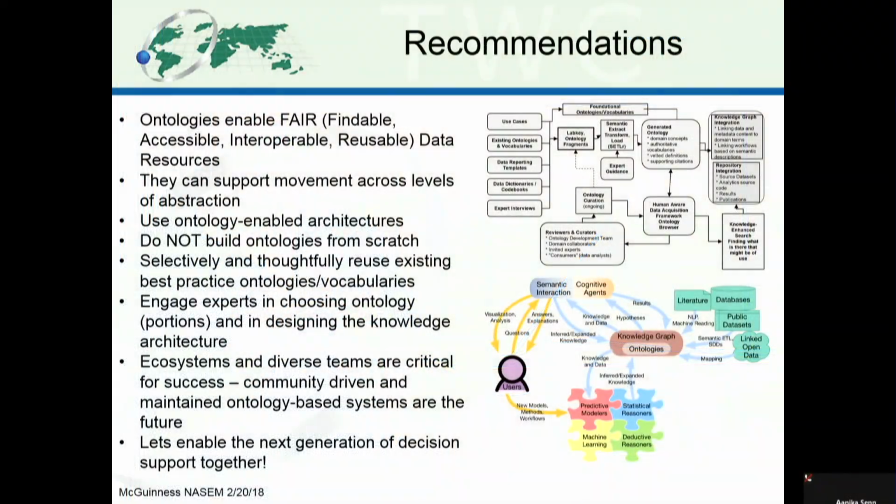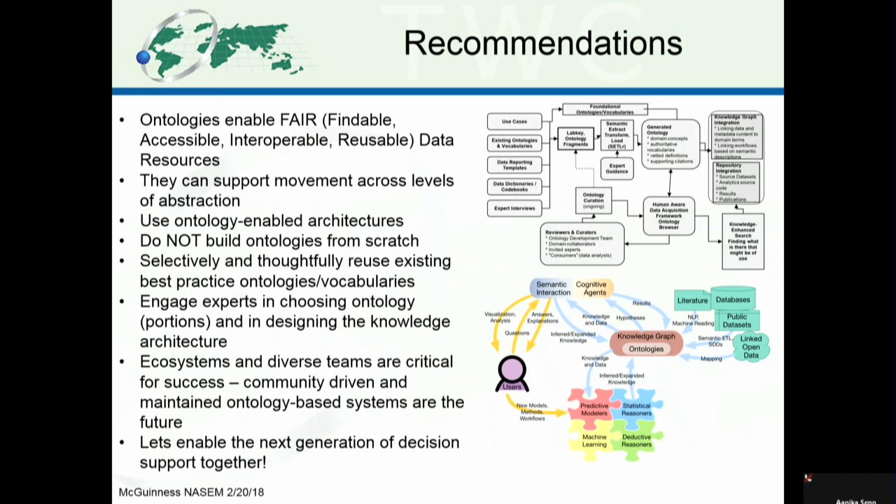So I'm going to leave with a set of recommendations. And I've got these two pictures because ontologies can really support, they're the best hammer that I'm aware of to help with FAIR. Try to make things findable, accessible, interoperable, and reusable, because we're using terms that the computer can understand. And actually, I didn't show it much, but they can help move across different levels of abstraction from genomic to population health. So please use them in your architectures.